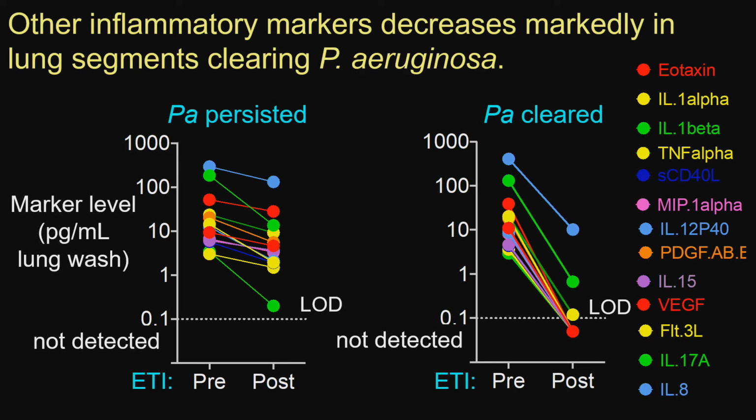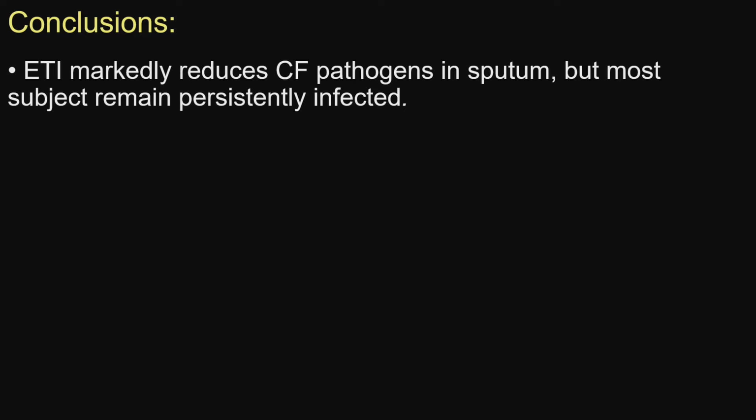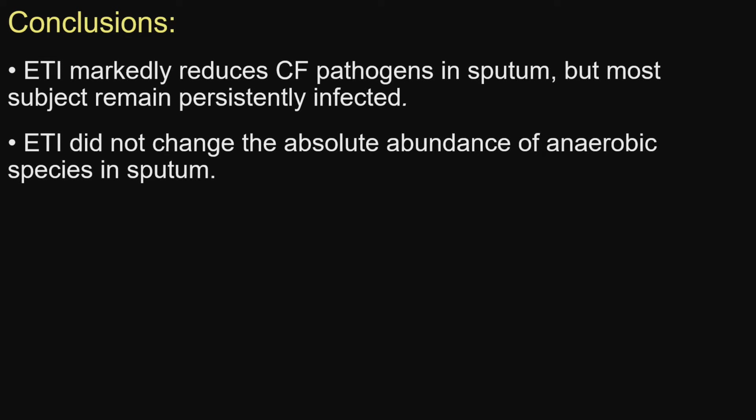My last slide is just going to show you that this dichotomy in the change in inflammation in the PA persisted regions versus the PA cleared regions was true for other inflammatory markers as well. Here's a panel of 13 that are shown. So to conclude there, our data suggests that ETI markedly reduces CF pathogens in sputum, but most patients remain persistently infected after treatment. ETI did not change the absolute abundance of the anaerobic species detected in sputum. I think that's likely because most of those are coming from the mouth, from the saliva, as contaminants.